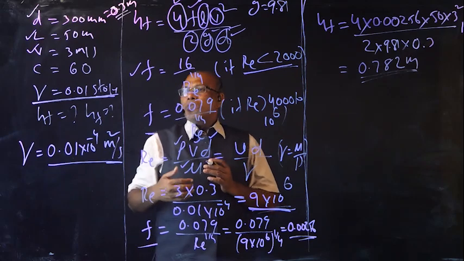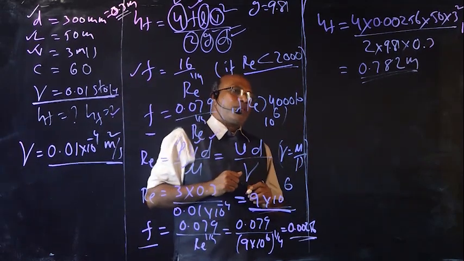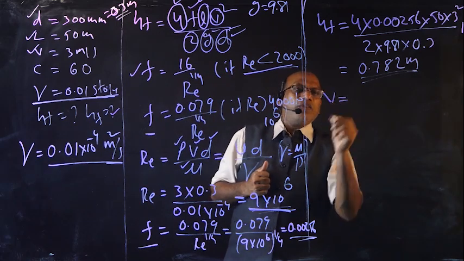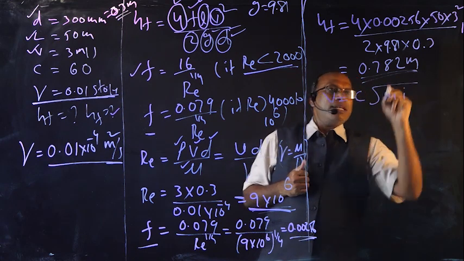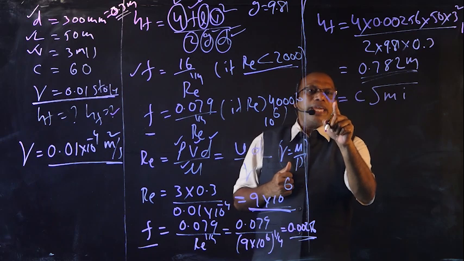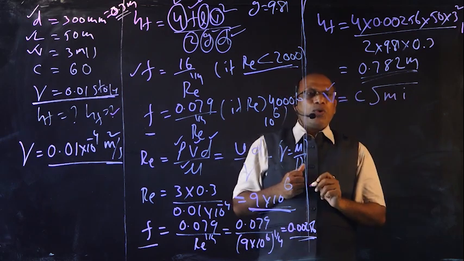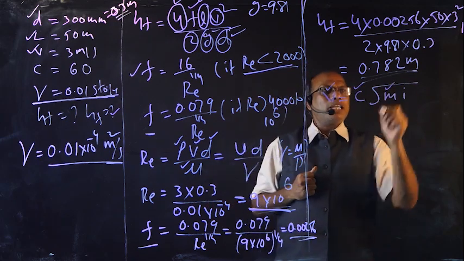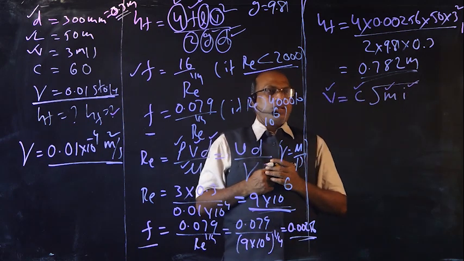And also find the head loss due to friction by using Chezy's formula. What is Chezy's formula? Velocity V equal to C root mi. Chezy's formula, V equal to C root mi, where V is the velocity of flow, C is Chezy's constant, m is the hydraulic mean depth, I is the slope.